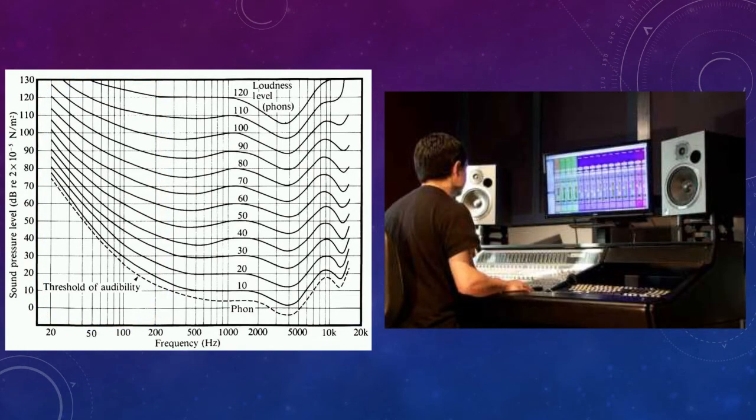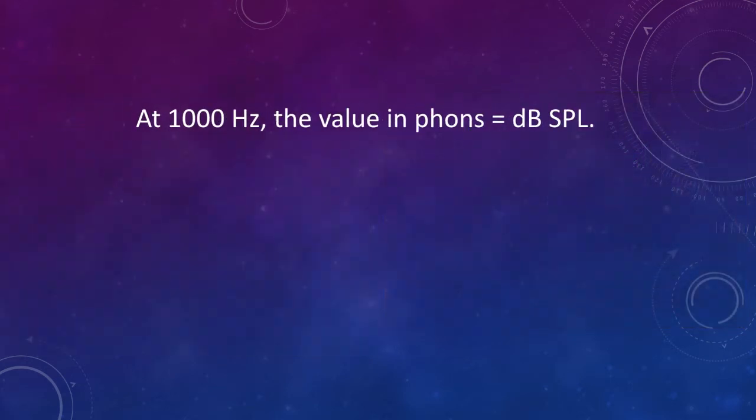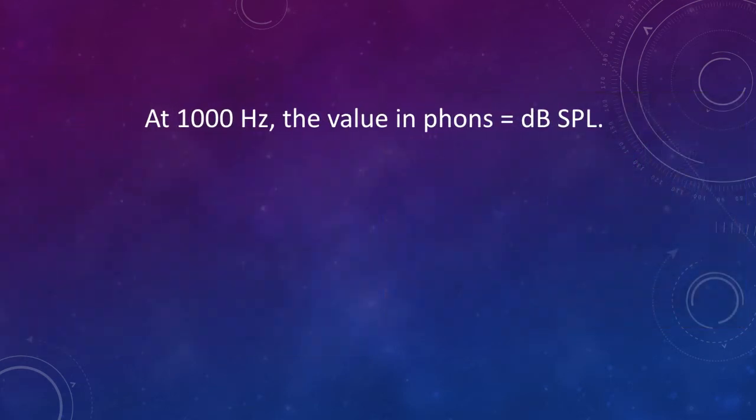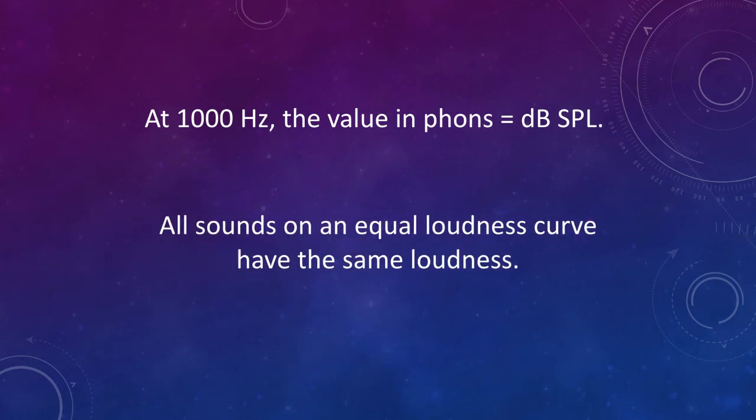This has important ramifications for audio engineers when considering monitor levels. Turning down the volume on your monitors will cause you to think that your mix is deficient in bass or low frequencies. So, if you mix at too soft a volume level, it will sound very bass-heavy at normal or loud listening levels. Two more things to take note of. Fons are referenced to our hearing at 1000 Hz, so at 1000 Hz, the value in fons equals dB SPL. Remember that all sounds on an equal loudness curve will have the same loudness.